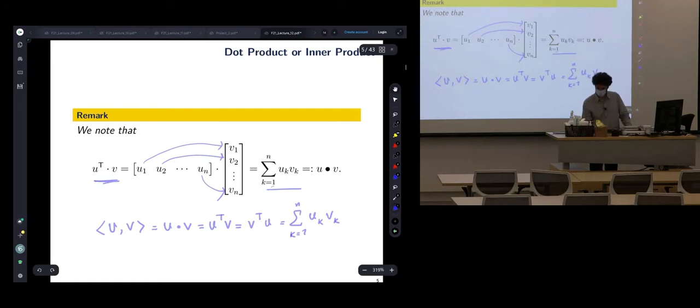But the transpose version is particularly attractive because it's just vector multiplication. We've seen it before. And in fact, we used it to define the norm, if you remember. So that's the dot product or inner product of two vectors.